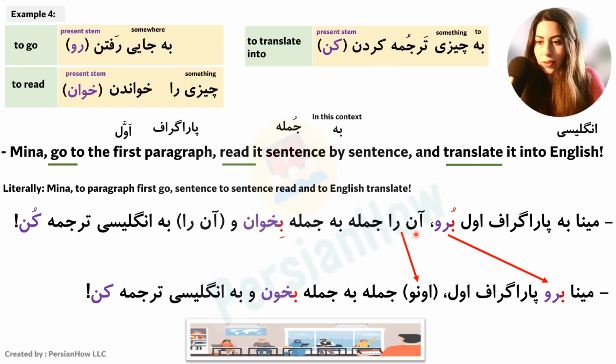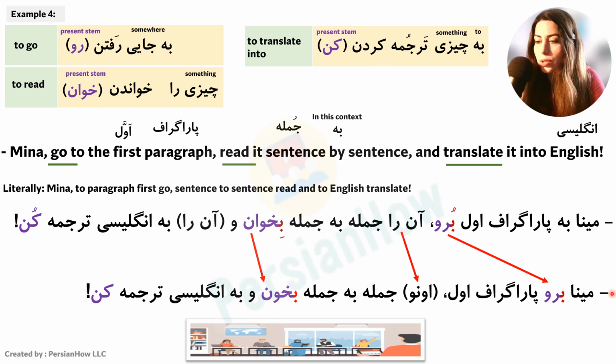What else? آن را, I put it in a bracket because it can be implied. We don't need to necessarily say it. But if you want to say it, the spoken form would be uno. Because on ra, on becomes un, ra becomes u, so uno. And then بخوان changes to بخون. خواندن in the spoken form is pronounced خوندن. And then the rest is the same.